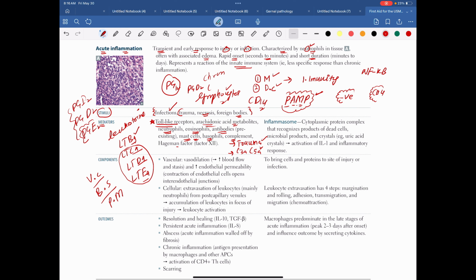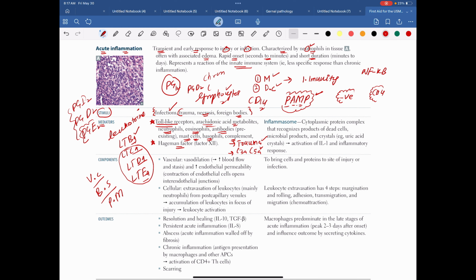Then we have the Hageman factor, like factor 12. These are also important mediators of acute inflammation. So first of all, you have to remember a few things about the Hageman factor. First of all, it is an inactive pro-inflammatory protein produced in the liver. So it is the basic definition of Hageman factor. What is Hageman factor? It is an inactive pro-inflammatory protein which is produced by the liver. So this is the first thing.